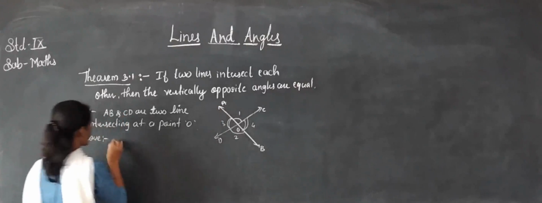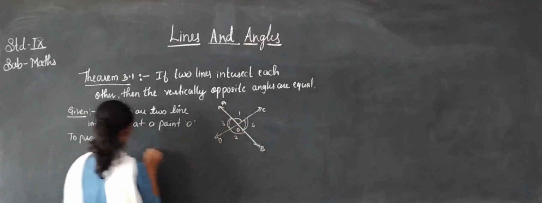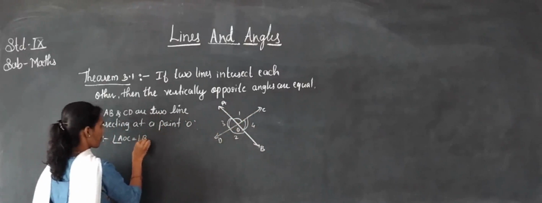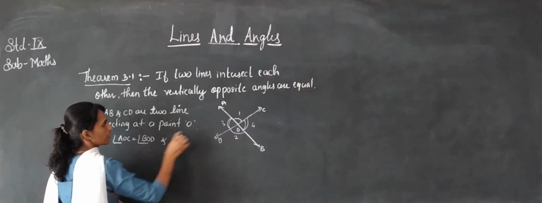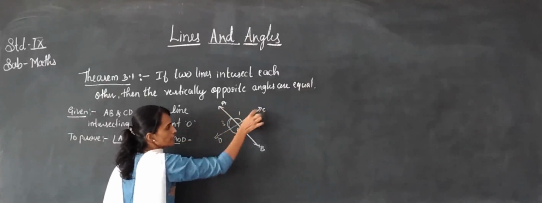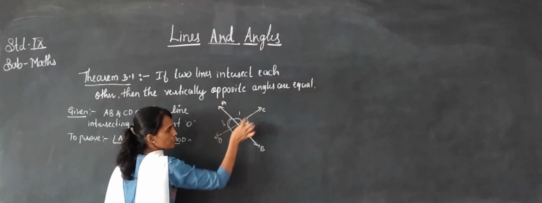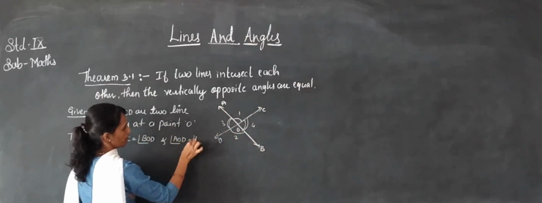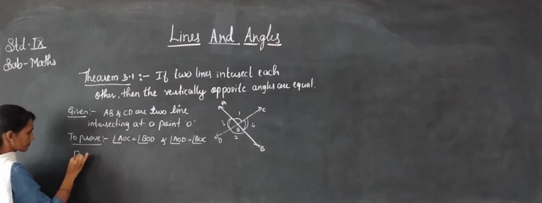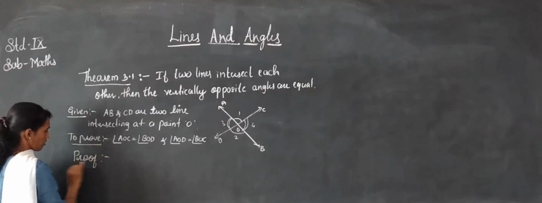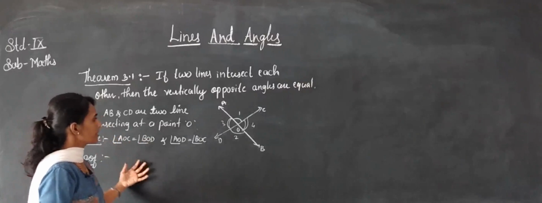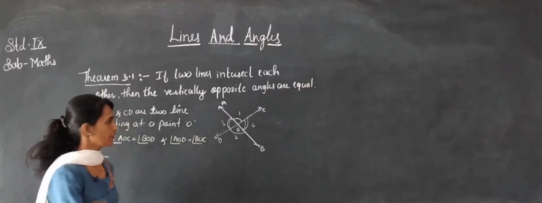Then what do we have to prove here? We have to prove angle AOC is equal to angle BOD, and angle AOD is equal to angle BOC. This we have to prove here. So then come to the proof. This we have to prove and this we have to prove. So here I will erase all of these.